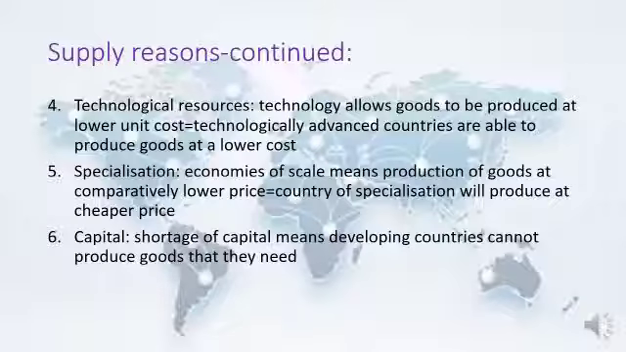Specialization. Specialization gives rise to the economies of scale. So as soon as a country specializes in a good, it becomes relatively cheaper to produce each unit of that good. And lastly, capital. The shortage of capital obviously means that our developing countries cannot produce the goods that they need, or they cannot produce it as cheaply as the developed countries can. And capital allows us to buy into technology, so machinery, and that will obviously allow us to produce goods at a cheaper rate.